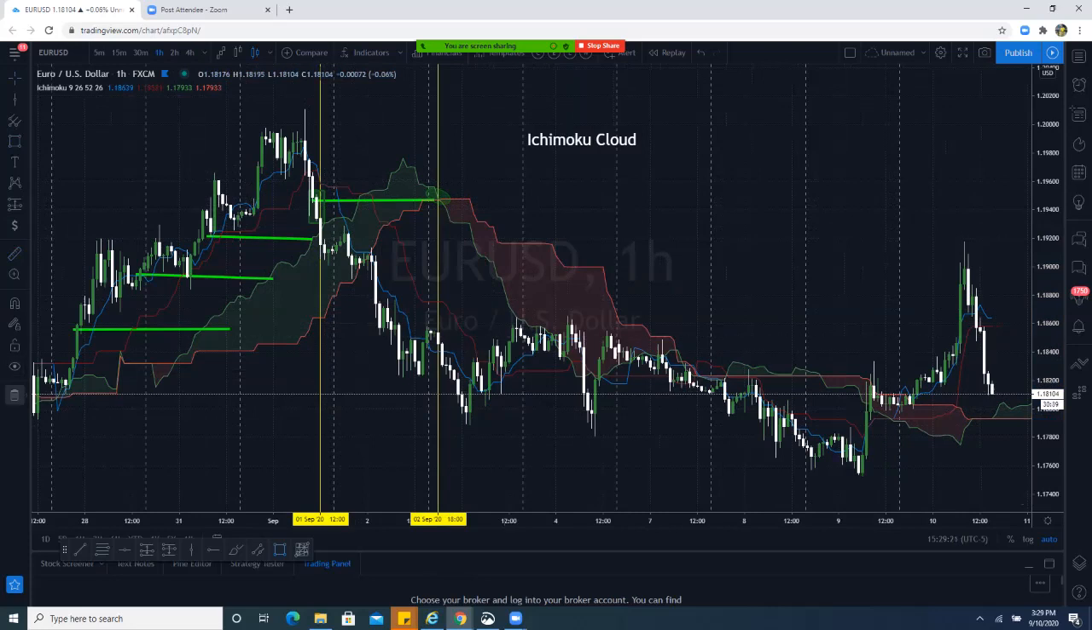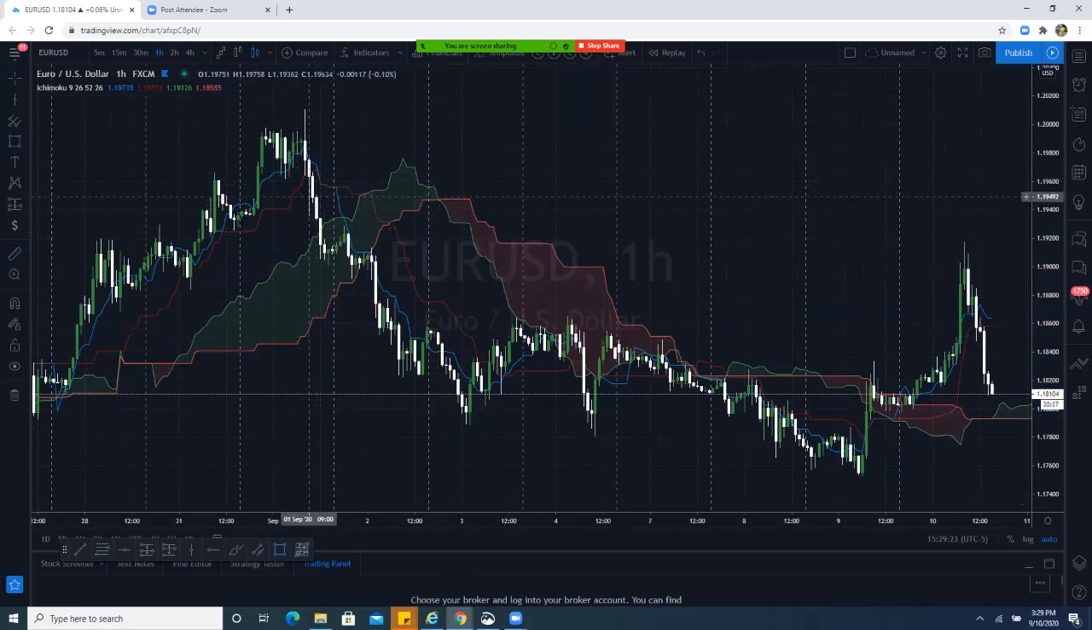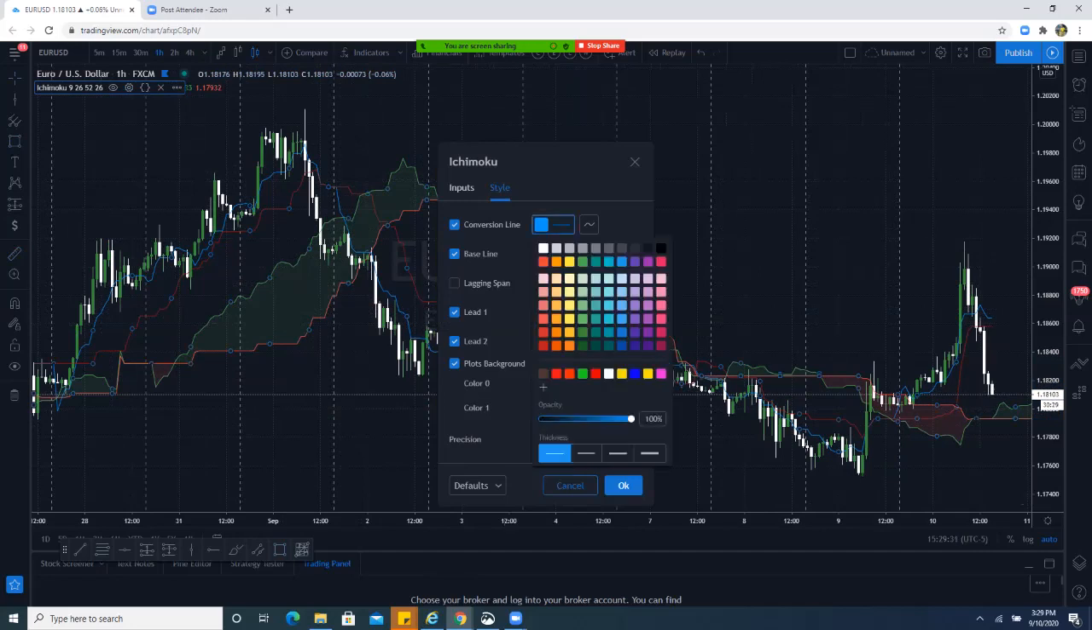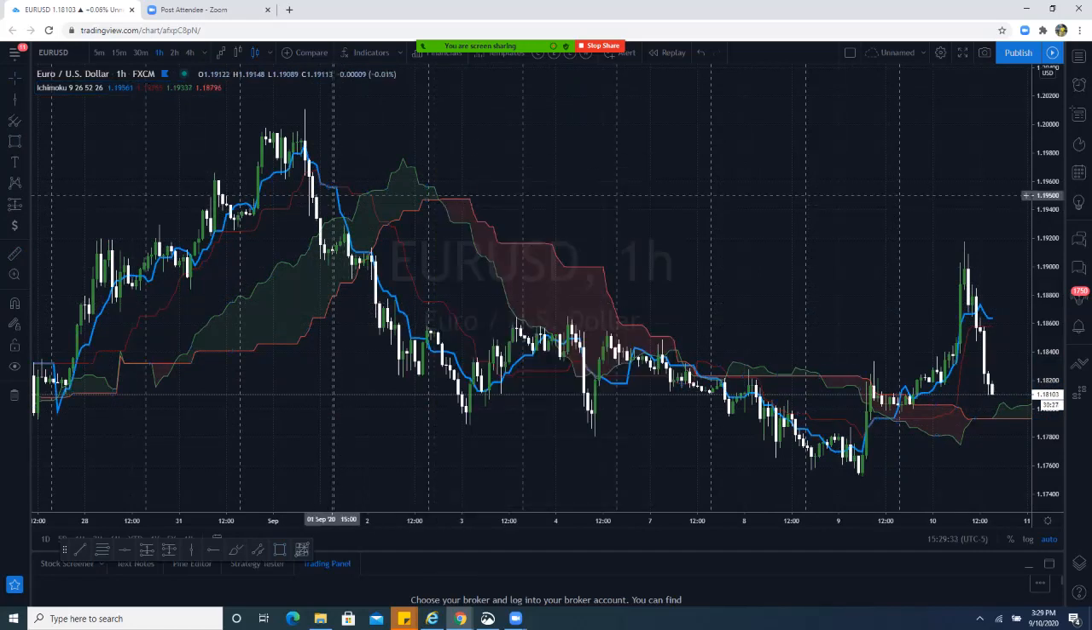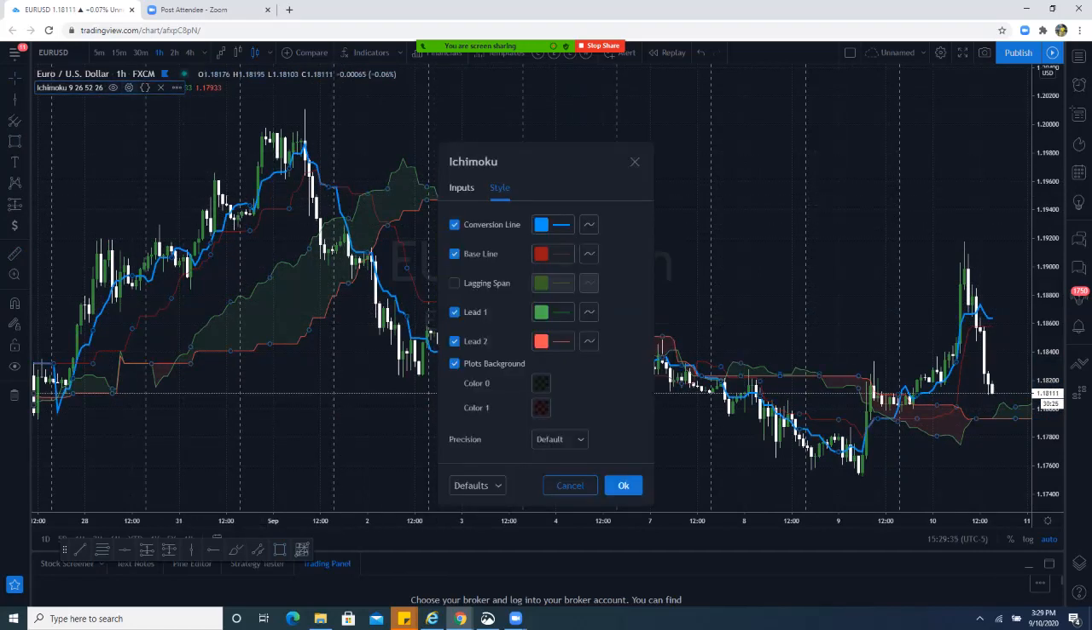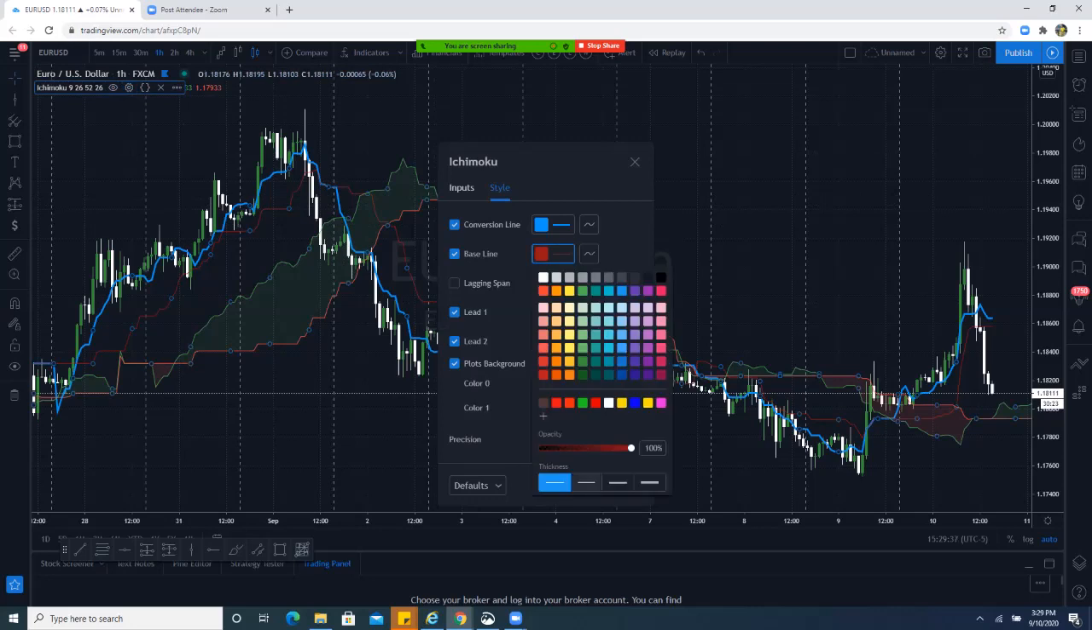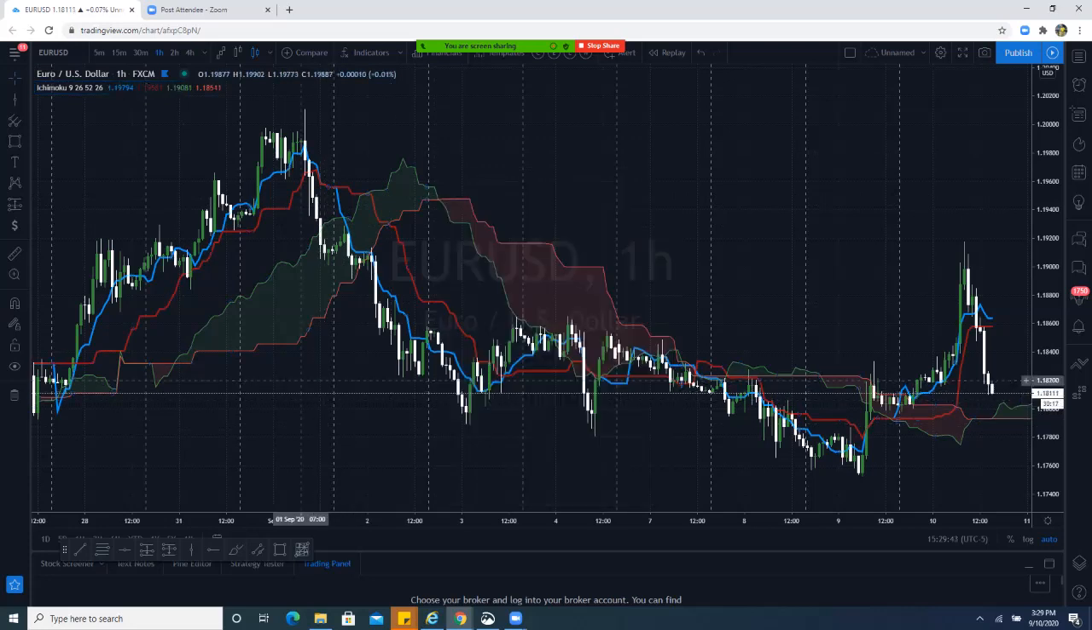So let's delete this out. The second thing you want to notice about the Ichimoku Cloud is, of course, the conversion line and the baseline. The blue line here is going to be the conversion line. Let's make it bigger since we're highlighting it. And then the red line is going to be your baseline. They have Japanese names as well, but let's not overcomplicate things. I'm not going to give the Japanese names.